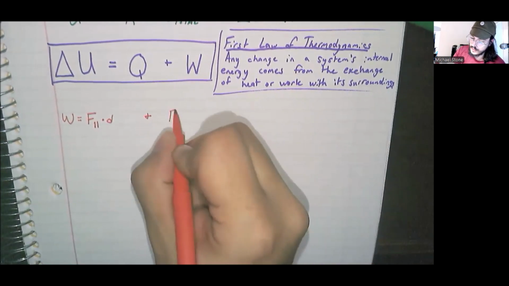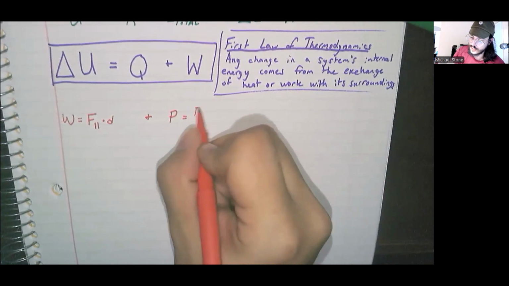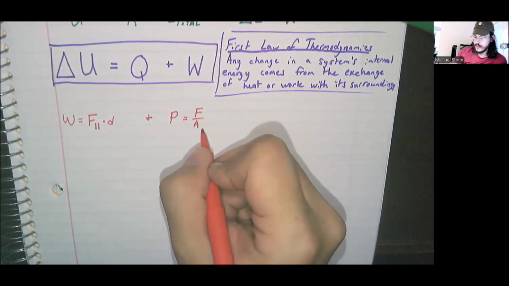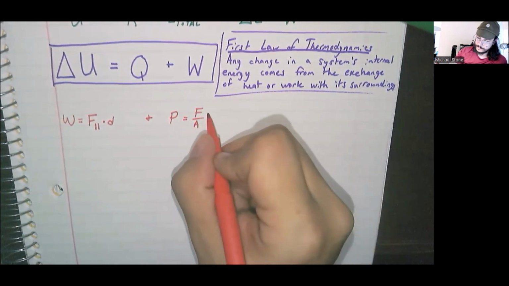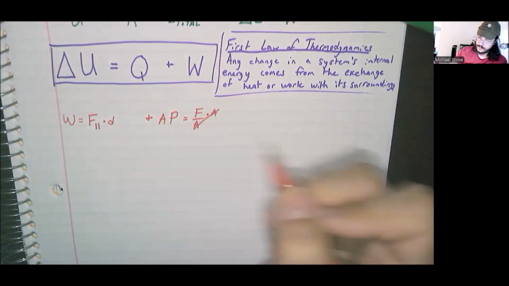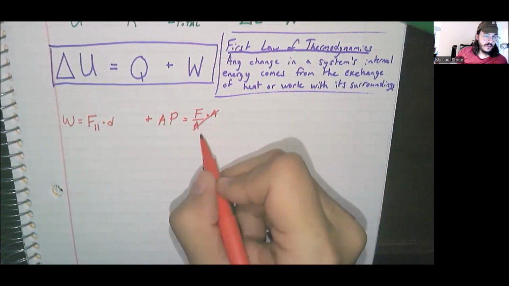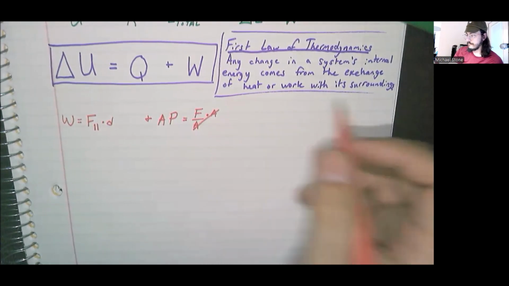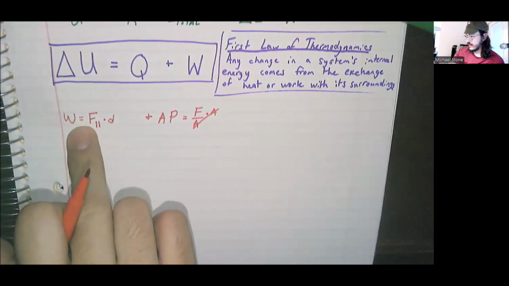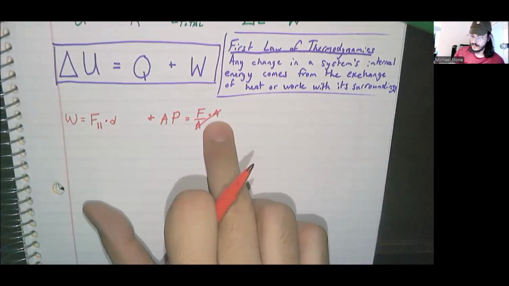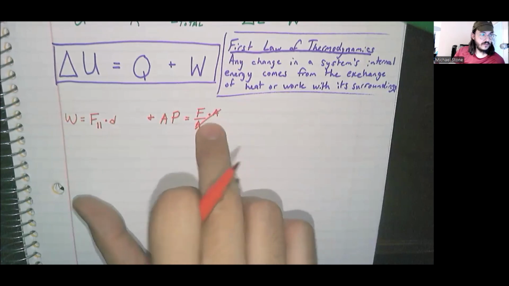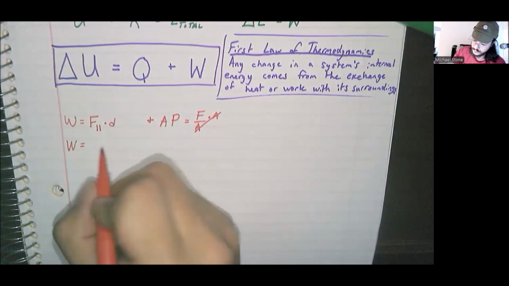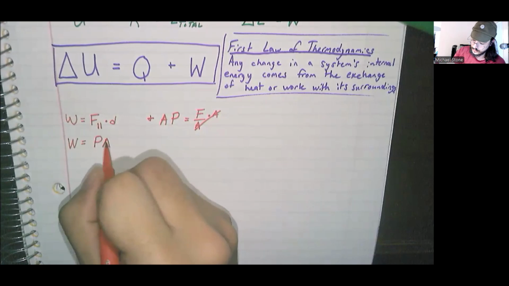Another thing dealing with force is pressure. Pressure is force over area. If you move that A to the other side, we get AP equals F, a descriptor of some of your grades. If we make a substitution here, we can put in place of F for force, area times pressure. And we can get PAd.